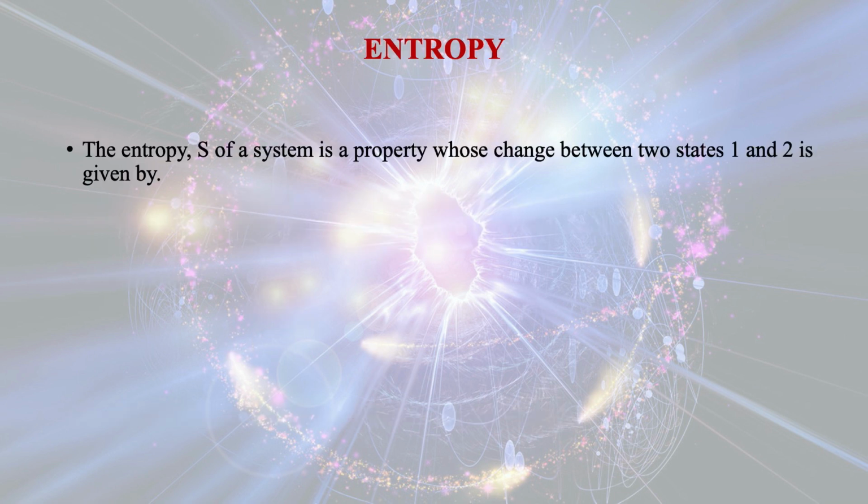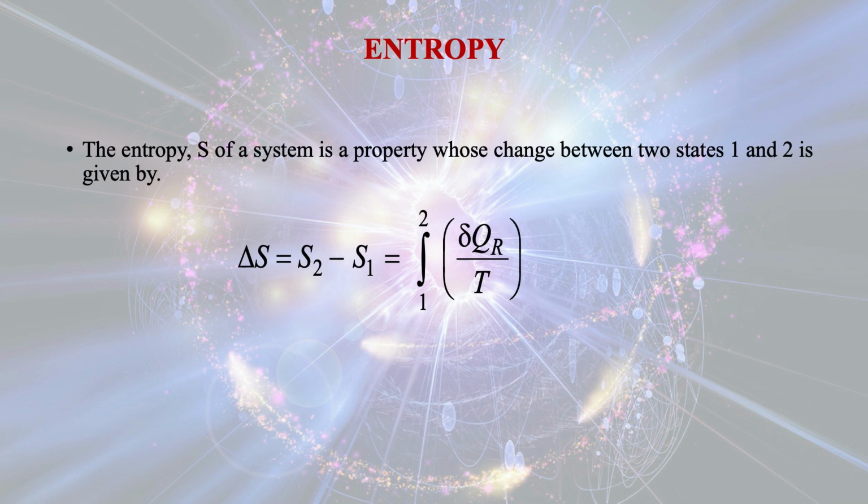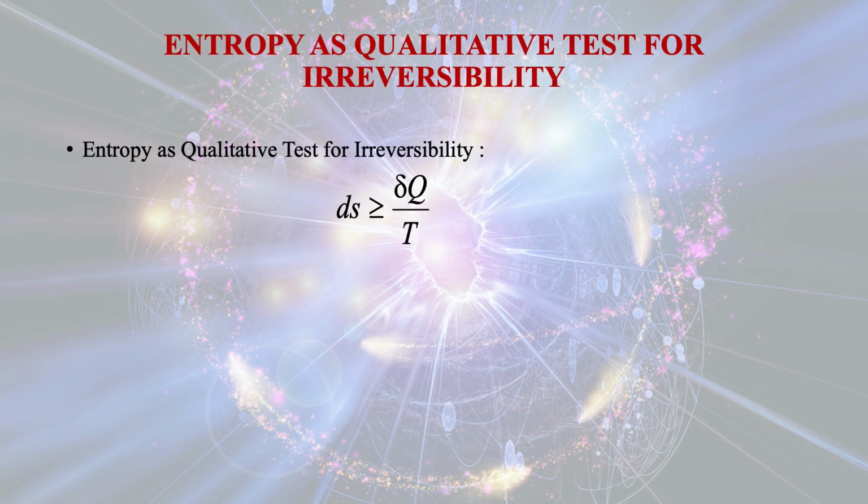Entropy S of a system is a property whose change between two states 1 and 2 is given by delta S is equal to S2 minus S1, that is the integral of del QR by T from 1 to 2, at dS is equal to del QR by T. Entropy as a qualitative test for irreversibility.